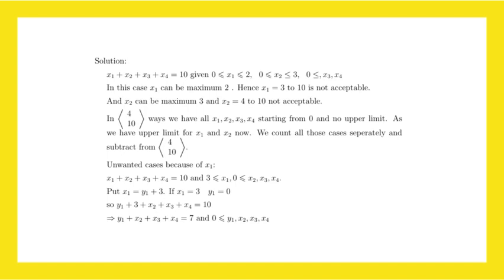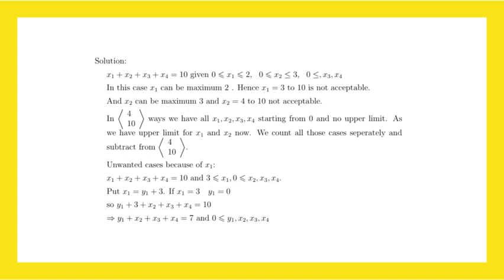So in 4 elbow 10, we have counted when all of them were starting from 0 and with no upper limit. As we have an upper limit for x1 and x2 now, we will count those cases separately and subtract from 4 elbow 10. So let us calculate unwanted cases for x1. It is similar to the earlier problem.